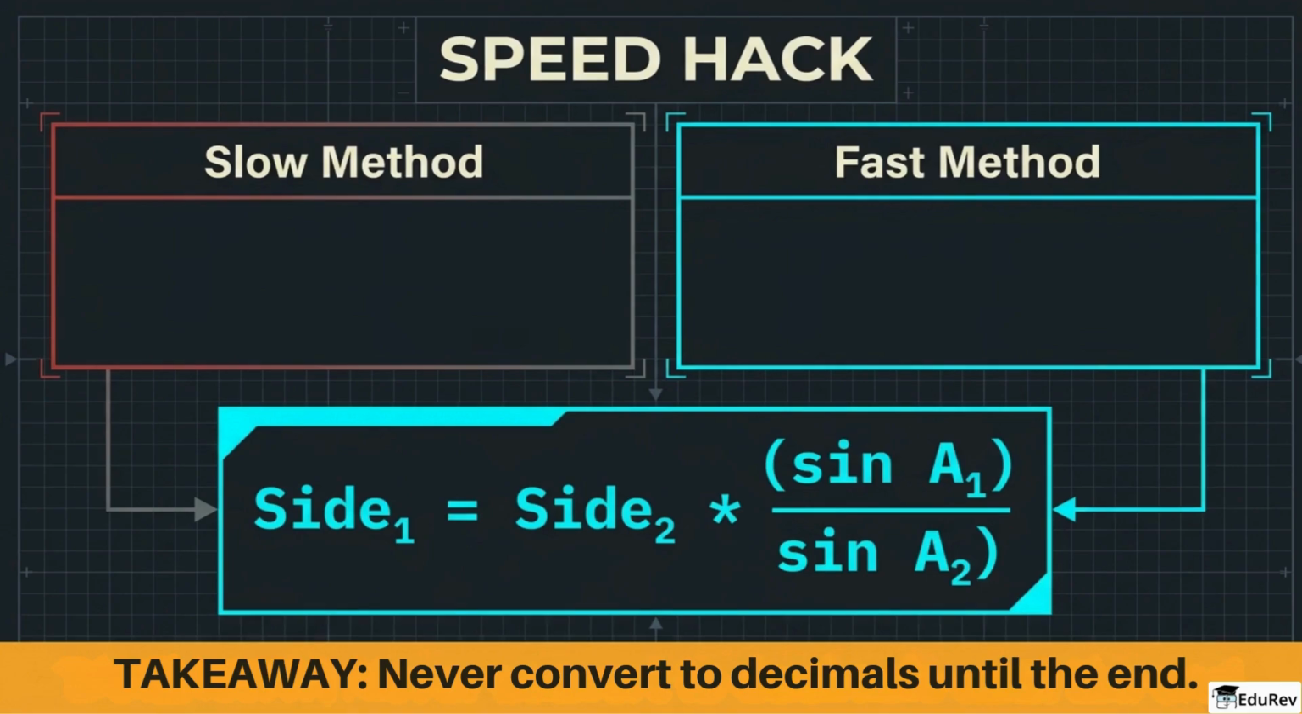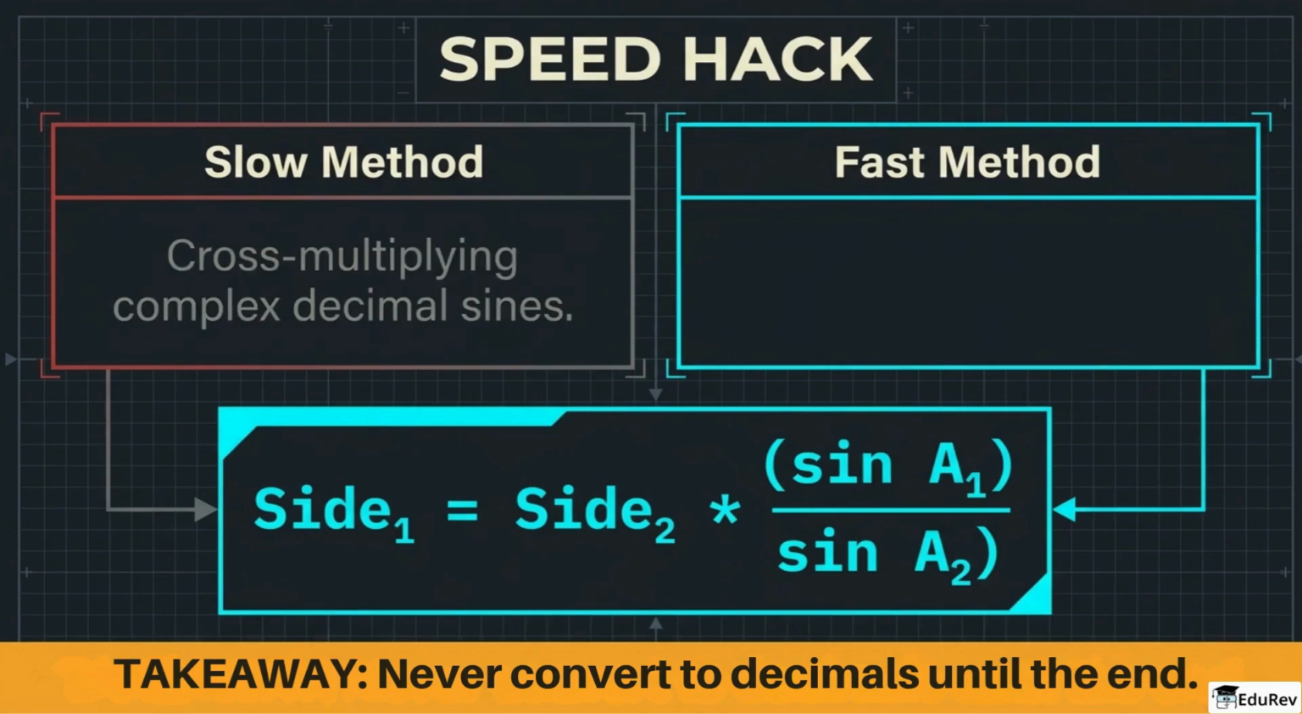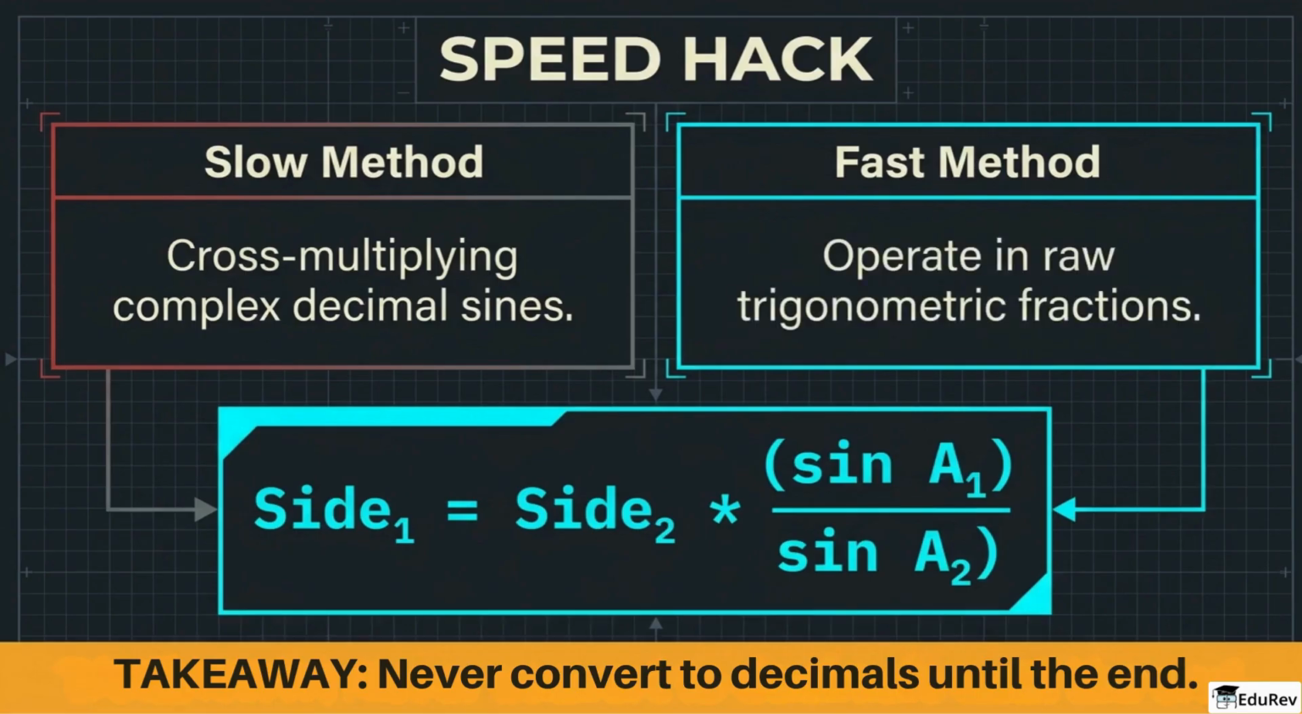Speed here comes from refusing to overconvert. If you start turning everything into decimals too early, you lose the elegant ratio structure that makes the sine rule fast. The direct shortcut is to work with raw trigonometric fractions and preserve the proportional logic until the end. A good takeaway is that special angle values often do the real work for you. So the strongest solver is usually the one who keeps the math clean, not the one who makes it long.